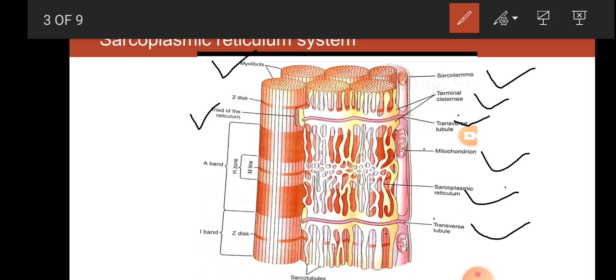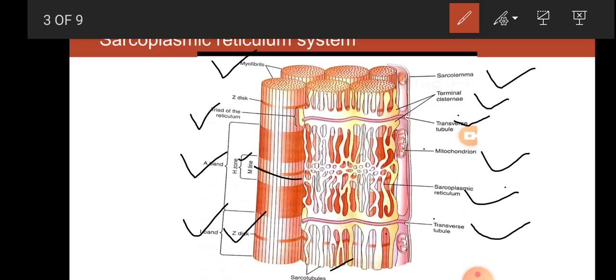The myofibril is continuously formed by A band and I band. A band consists of the H zone in the middle, which is again bifurcated by the M line, and the I band is divided by the Z line in between, and there are sarcotubules. This is all subcomponents of the sarcoplasmic reticulum or transverse tubule system. The T-tubule sarcoplasmic reticular system.